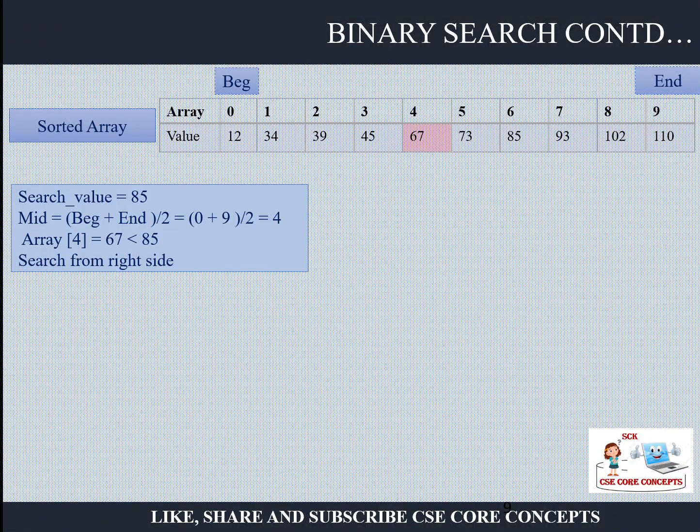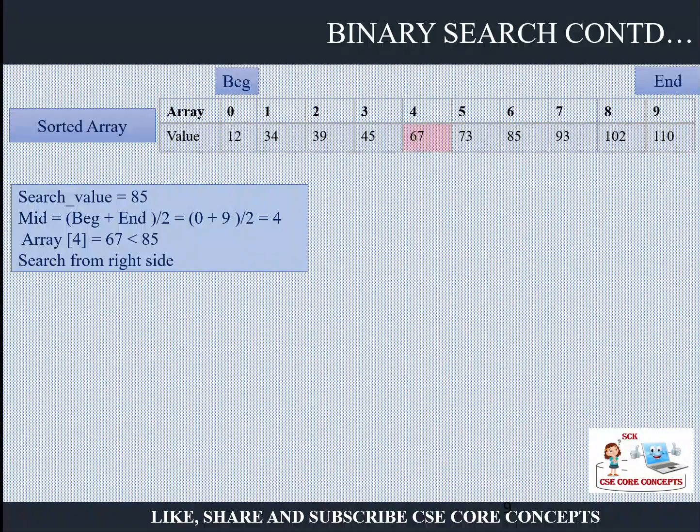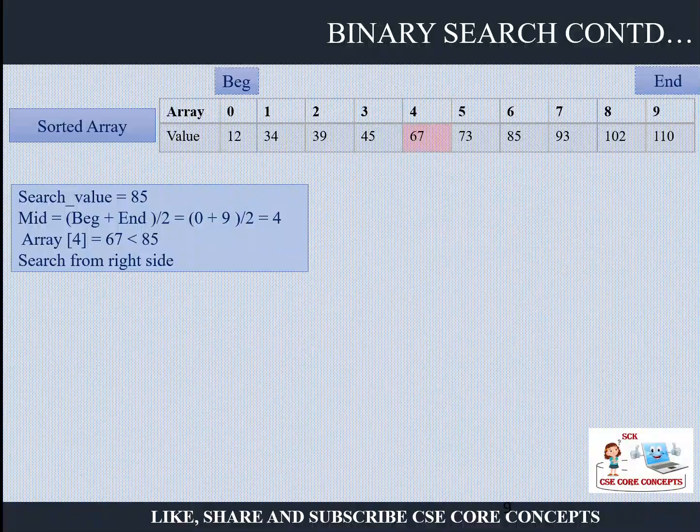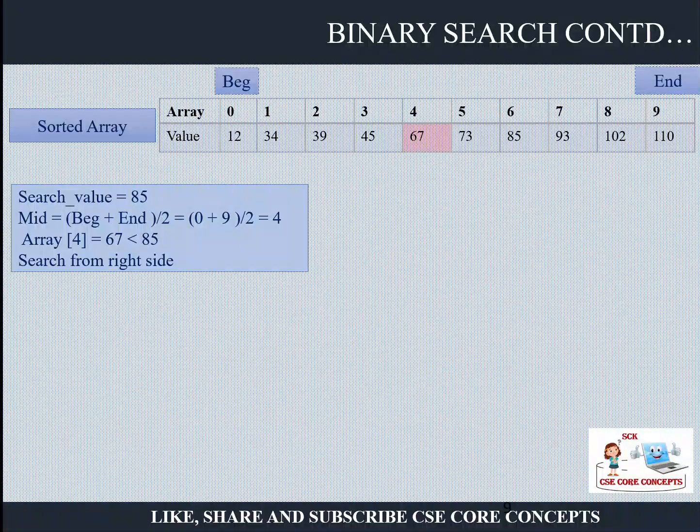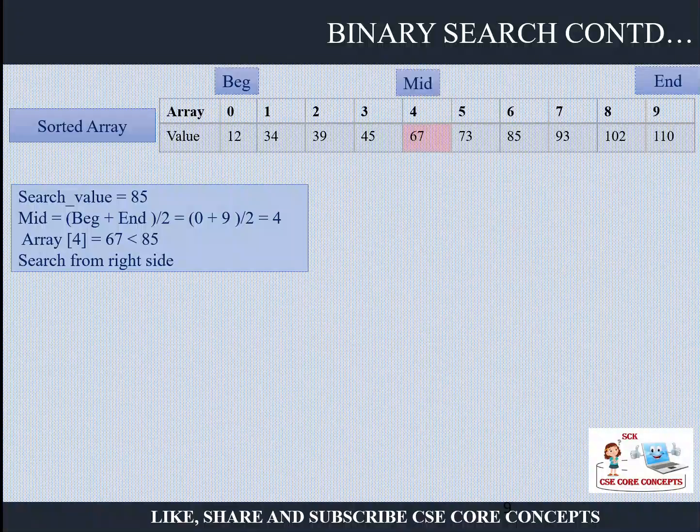So, how do I find out my middle element? Beginning plus end divided by 2. So, 0 plus 9 divided by 2, you can say 4.5, but here we cannot consider a floating value. So my fifth element, that is at array index 4, is my middle, as we consider the integer value. So that is my middle, right?